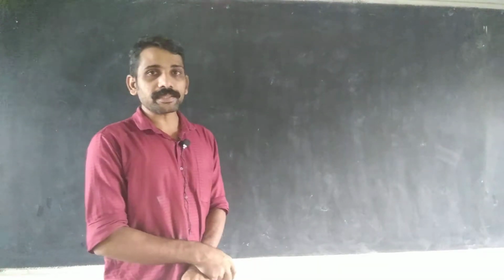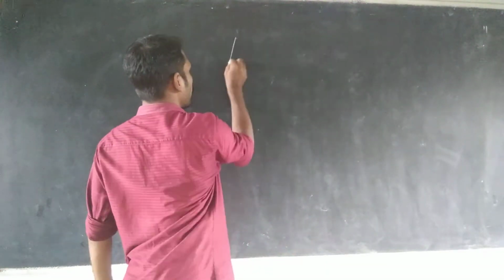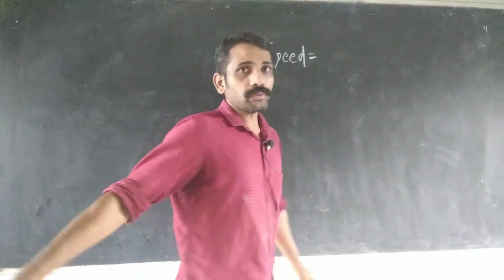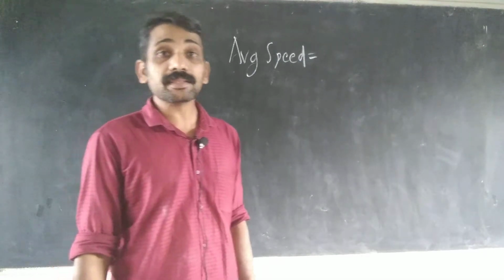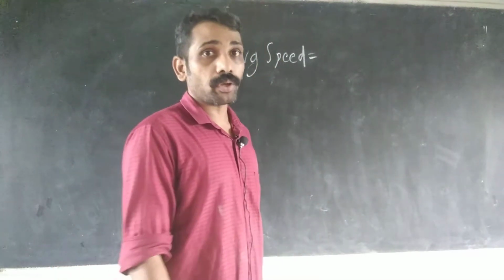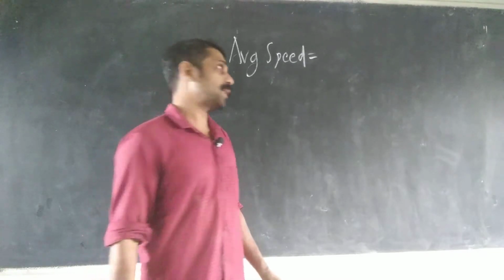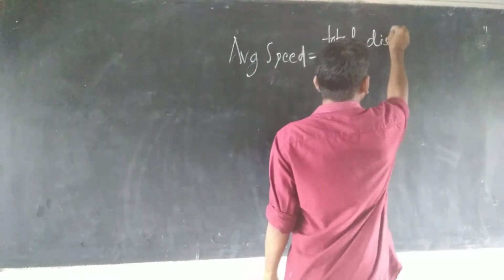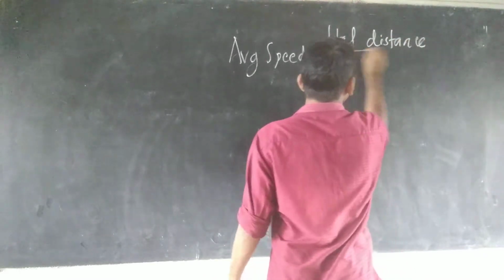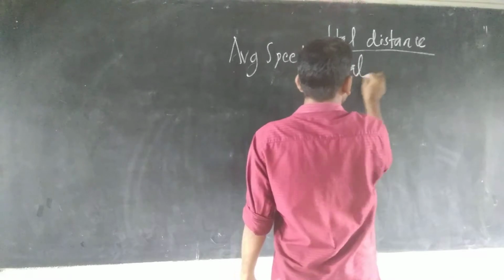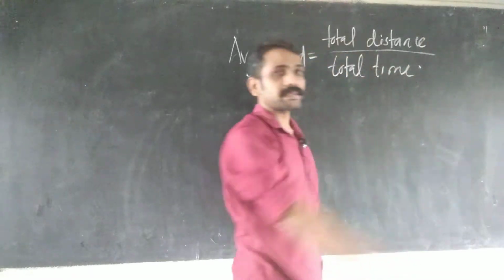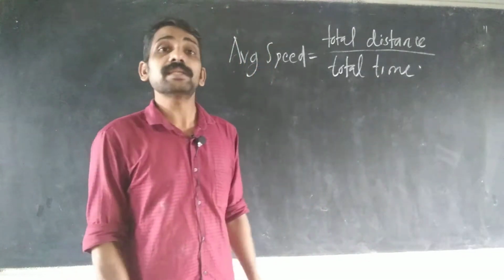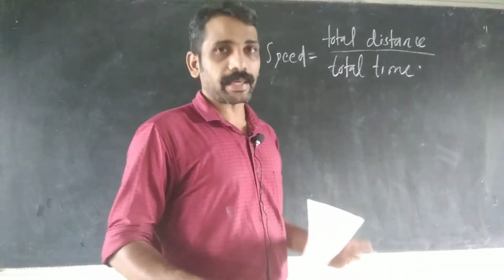Average speed is calculated by, yes, average speed is equal to what? Total distance covered by total time. So average speed is equal to total distance covered by total time. This is the way we can find the average speed. So let us check with an example.